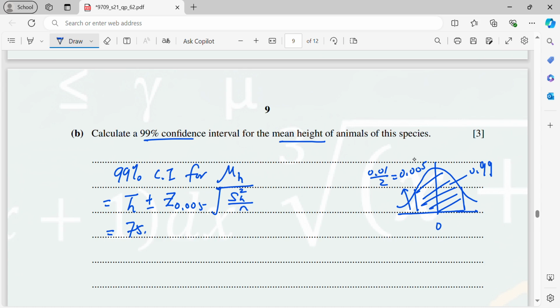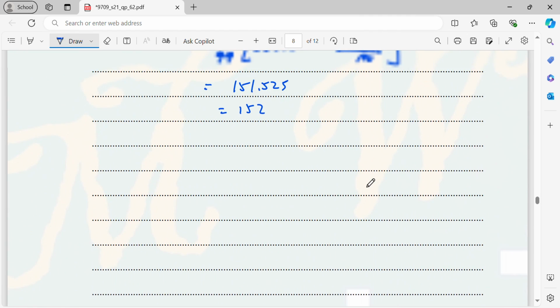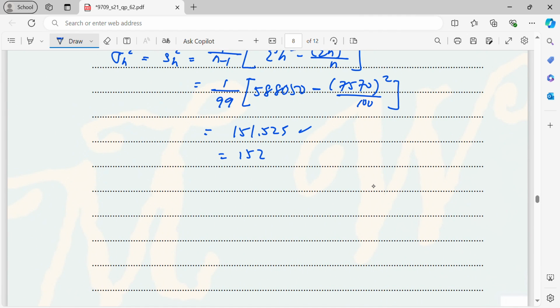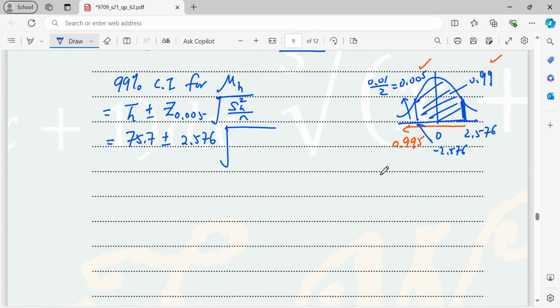And this critical value, that means it's over here. You just read the table. The normal table, the total region is going to be 0.995 because you add up these two values. And the critical value will be 2.576, which means this blue line is negative 2.576. Then for the square root of S H squared, I will use the original value, which is 151.525, for more accurate calculation.